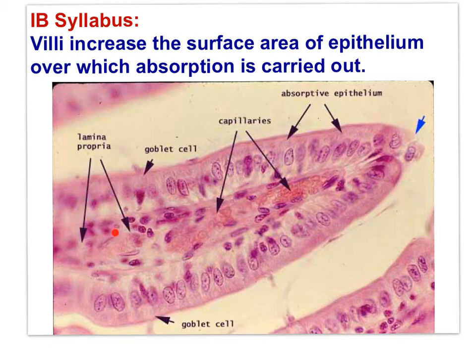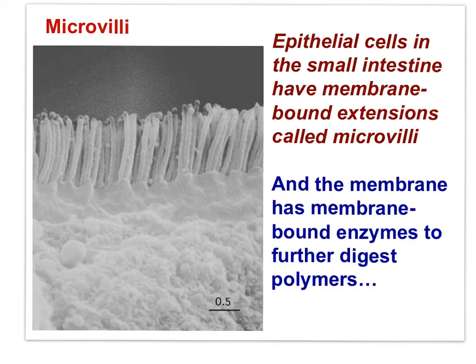Villi increase the surface area of the epithelium over which absorption is carried out. Capillaries are located here within the center of each villus that serves to transport those nutrients from the intestine to the interior of the body.